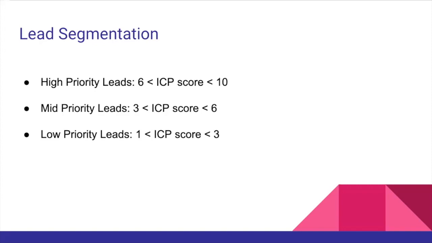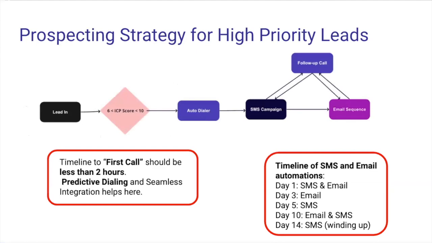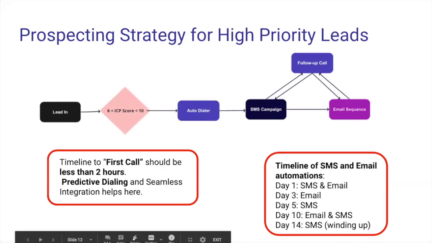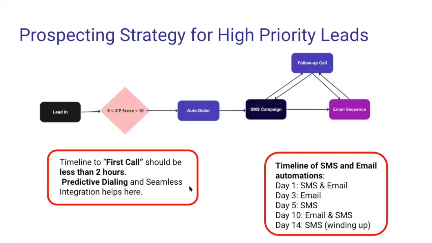All right. So moving forward, these are a few strategies that we created on the 3 kinds of leads or priorities that we have already done. The first one is the prospecting strategy for high priority leads. High priority leads, if you remember, have an ICP score of 6 to 10. Think about it this way: 6 to 10 means they have a preferable amount of time to buy, plus they also have a good ticket size, right?